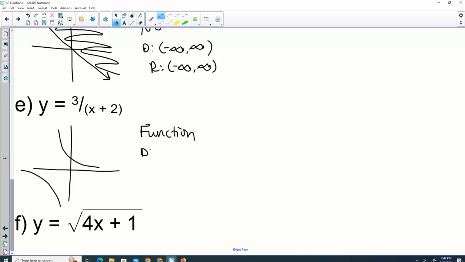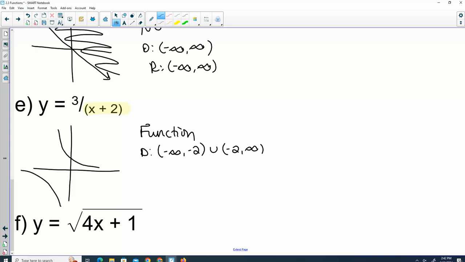My domain. Where's that breaking point on your graph? Can you tell? It's kind of hard to tell. Look at the equations. What did we say about fractions? The bottom can't be 0. What makes x plus 2 equal 0? Negative 2. So my domain, it's everything but negative 2. So everything smaller than negative 2, everything bigger than negative 2. We'll look at a lot of functions like this later on this semester.